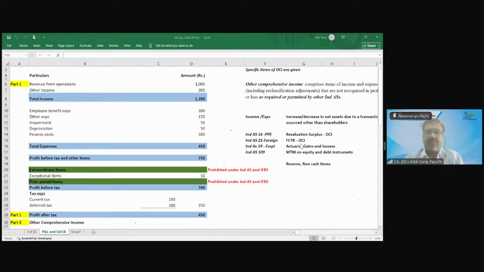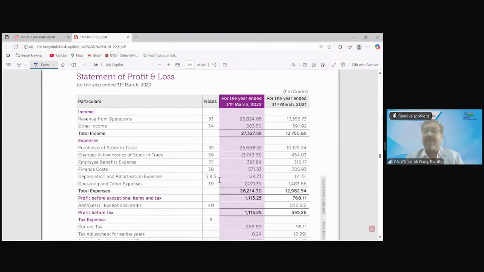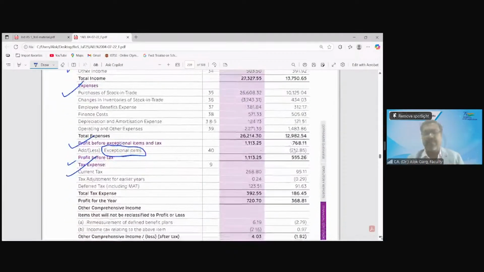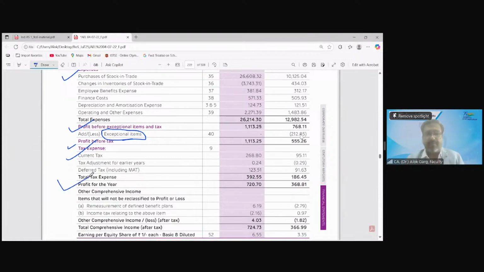Yes. So friends, let me show you the Adani Enterprises, the real world big listed company. The statement of profit and loss: income, expenses, profit before exceptional item and tax. You can see only exceptional item. There is nothing called extraordinary or prior period. Profit before tax, then there is a tax expense. In the tax expense, there is a current tax and deferred tax. Then there is a profit for the year.